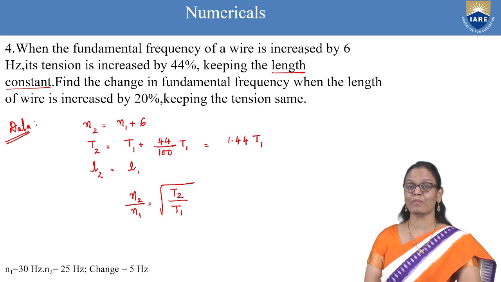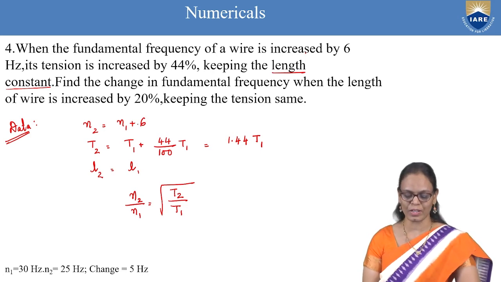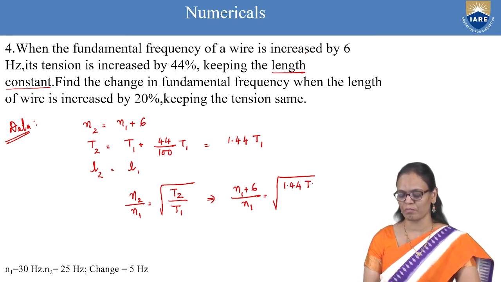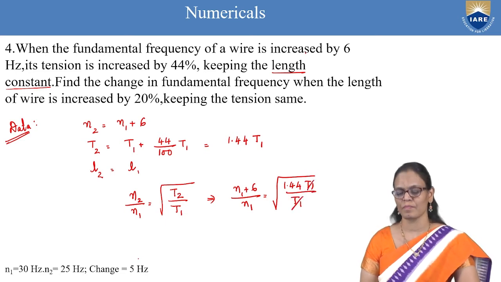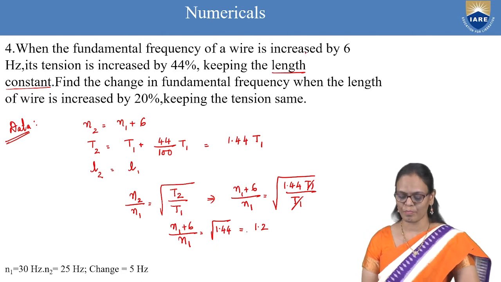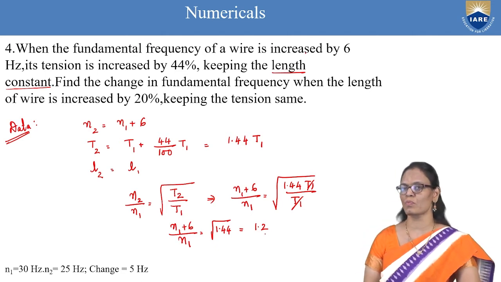So what is N2 now? N2 is equal to N1 plus 6. N1 plus 6 upon N1 is equal to under root, what is T2? 1.44 T1 by T1. So T1 and T1 will get cancelled. N1 plus 6 by N1 is equal to under root 1.44. So this is nothing but 1.2, because square root of 1.44 is 1.2.